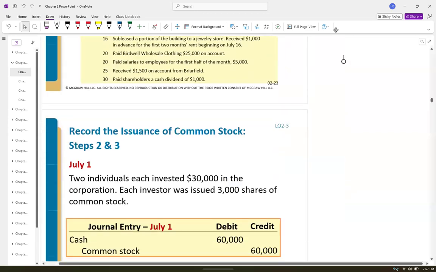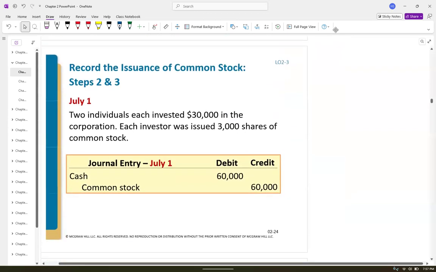We have the very first one. It says two individuals invested 30,000 in the corporation. Each investor was issued 3,000 shares of common stock. Okay, 30,000 each gives us 60,000. So we will debit cash and credit common stock.